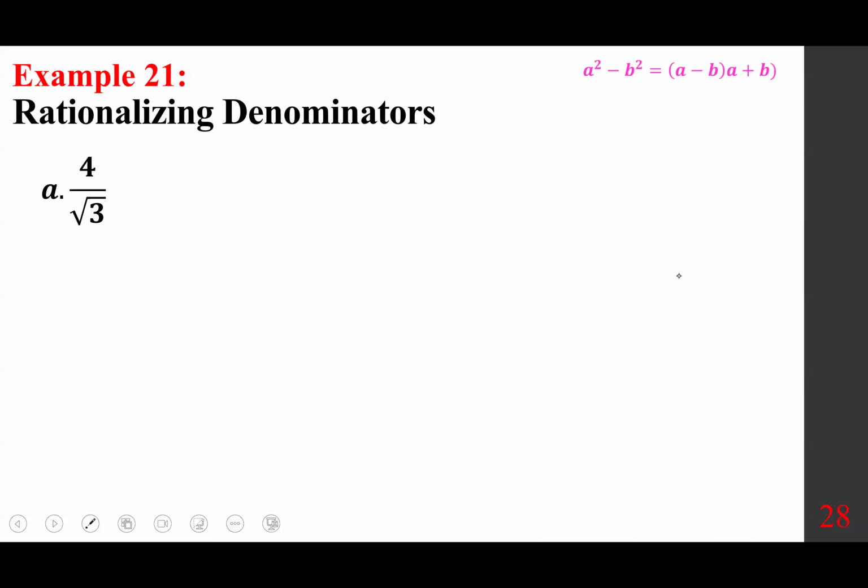Rationalizing. If they say rationalize or divide or simplify, it means the same thing. I can't have a square root at the bottom. So to rationalize it, we have to multiply by this one itself to take it out. Therefore, we multiply by square root of 3 over square root of 3 because this fraction equals 1, and therefore this action is justified. So the denominator is simply 3. The numerator is 4 square root of 3 over 3.